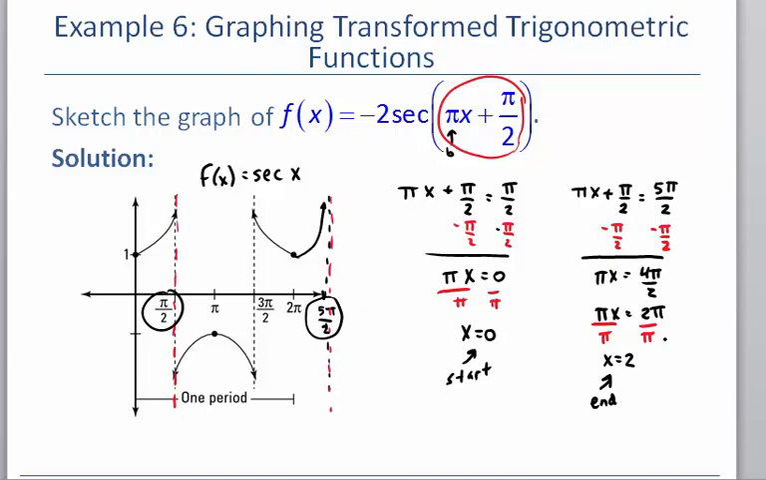So we now have a starting point and an ending point. We know that the period is 2, which makes perfect sense because we're looking at starting and ending from 0 to 2. That is a period of 2. And we know that the amplitude is 2. I'm just going to write down my information here. So we're going to start at 0 and end at 2.